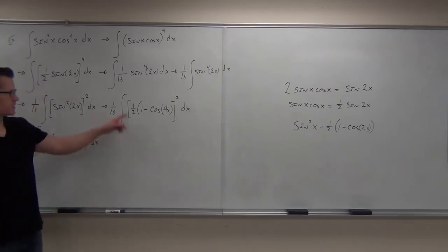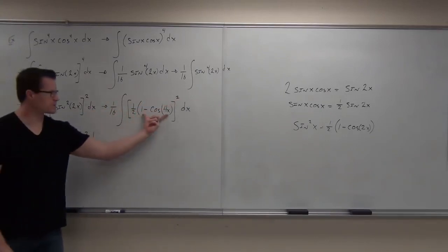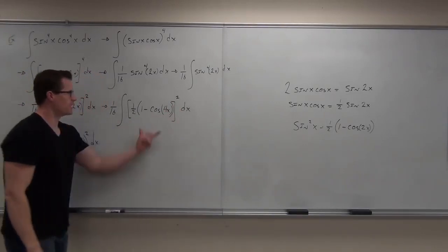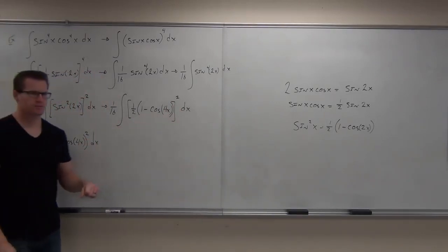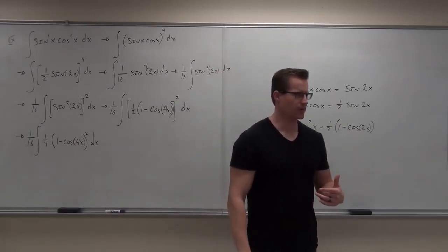Hope you follow the notation here. All we did was we took 1/2 squared, it's 1/4. We took this thing, now this thing, I think I missed one there. Now it's this thing squared, 1 minus cosine 4x to the second power. Quick head nod if you're okay with that one.